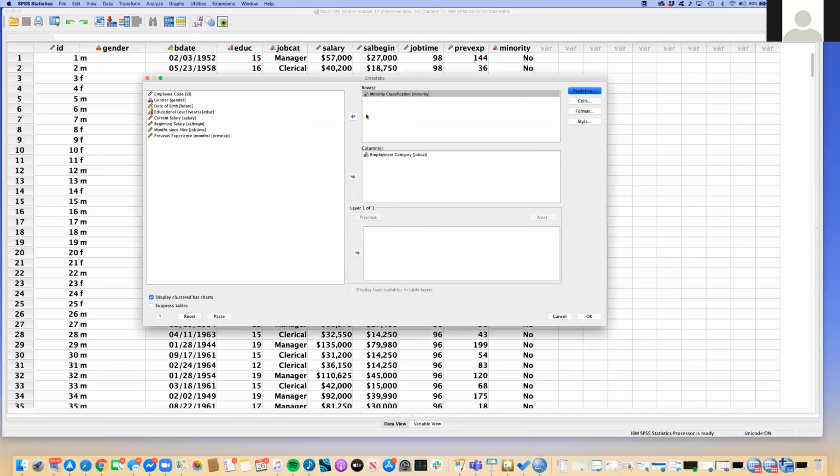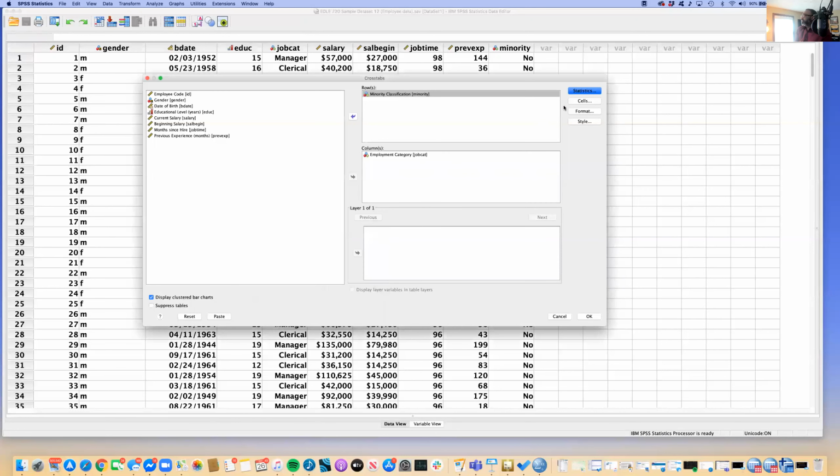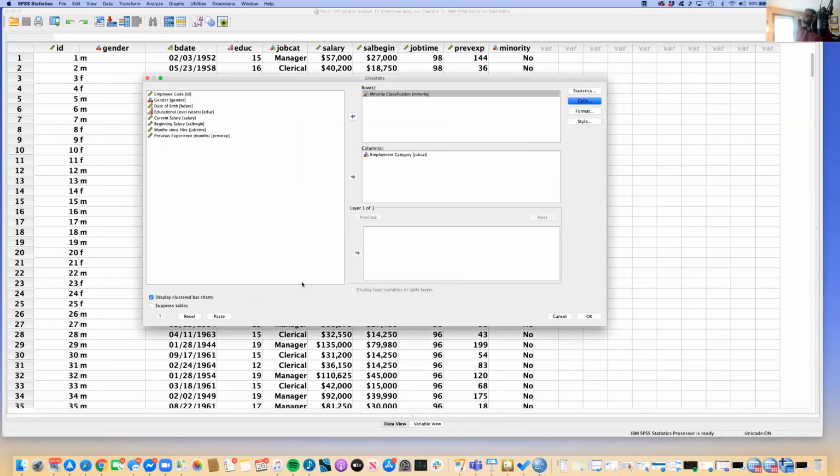Yeah. So again, statistics are chi-square and phi and Cramer's V. And in Cells, be sure that observed and expected are both checked. And this time we are going to display clustered bar charts. We'll click OK.